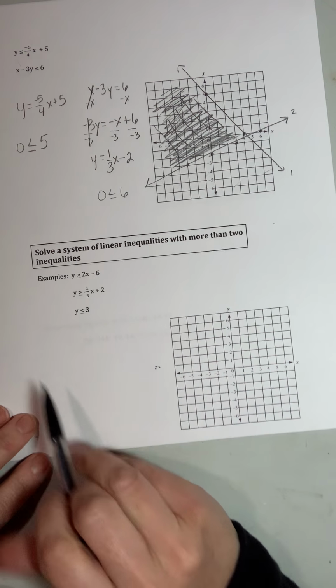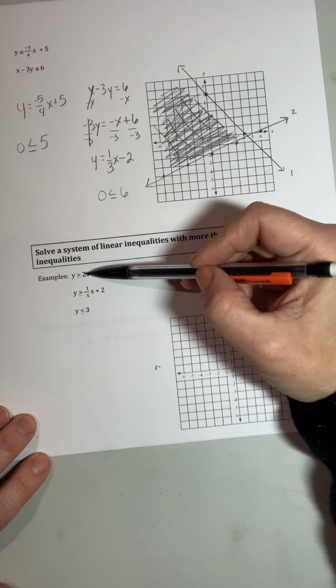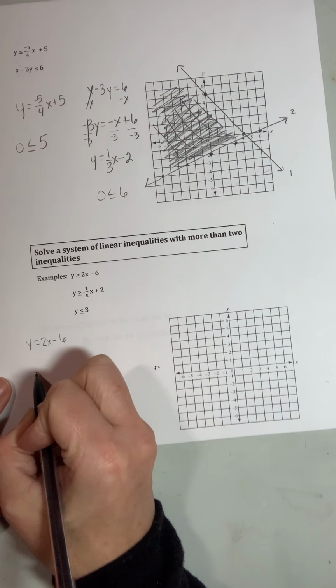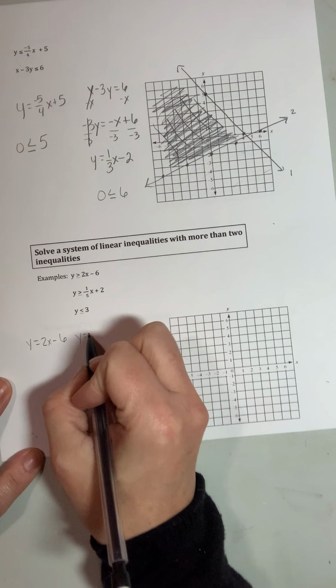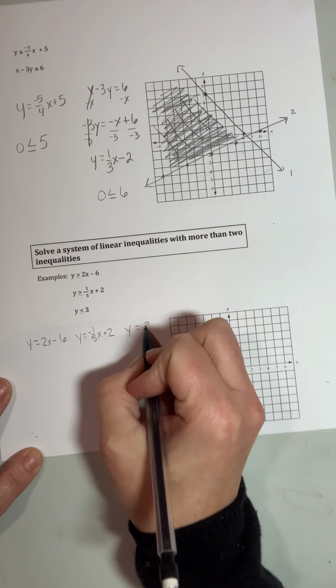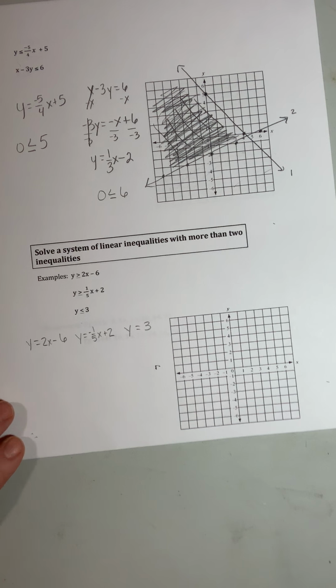Next one. This time we have 3, but they're all in y equals mx plus b form. So we have y equals 2x minus 6. Y equals negative 1/5 x plus 2. And y equals 3. So this time we have 3 lines.